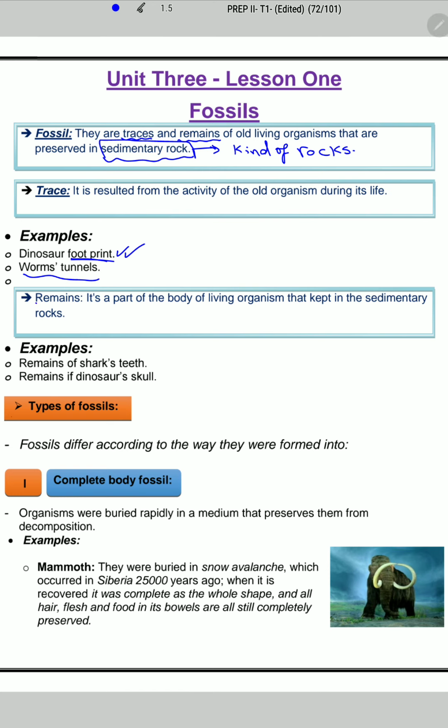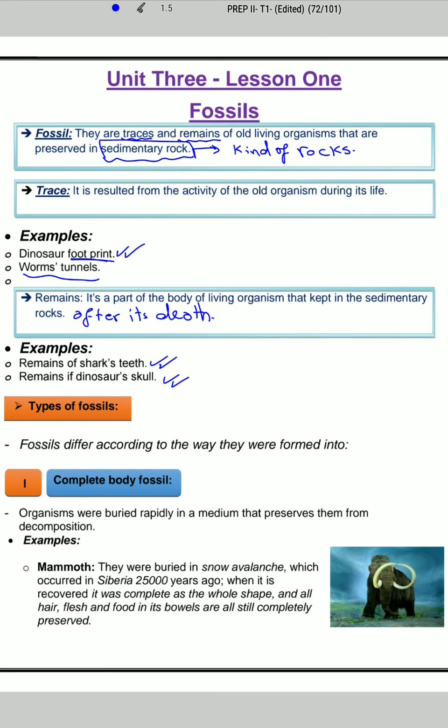Number two, the remains. It's a part of the body of the living organism which is kept in the sedimentary rocks after its death, like the remains of shark's teeth, like the remains of a dinosaur skull, or the remains of any part of a living organism after its death, and it's preserved also in the sedimentary rocks.